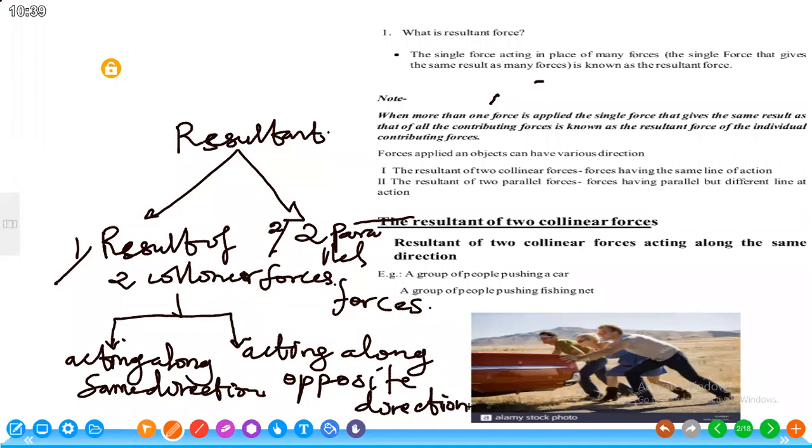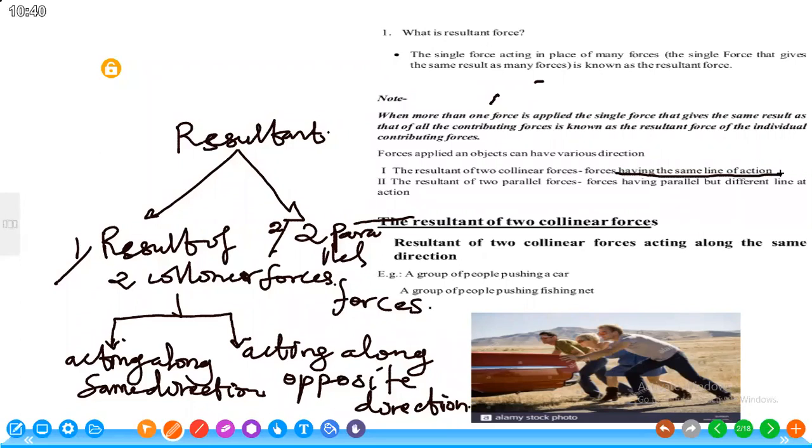In your unit, the resultant force can be classified in two ways. One is the result of two collinear forces and the second one is the result of two parallel forces. What is the main difference between the result of two collinear forces and the result of two parallel forces? The main difference is that the result of two collinear forces has the same line of action.